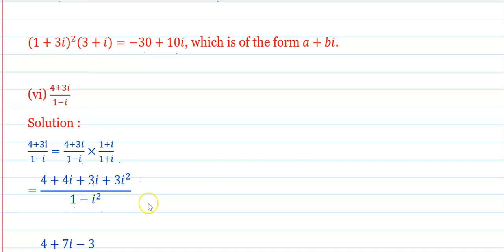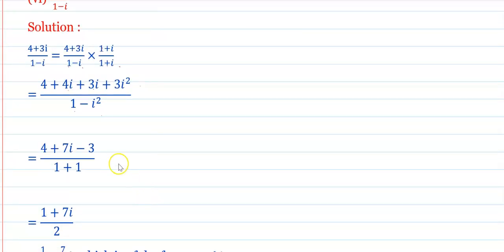But what is i square? i square is minus 1. Okay. And therefore, 1 minus i square means what? 1 minus, in bracket, minus 1, or you will get 1 plus 1, and that is equal to 2. Therefore, for the denominator there is a 2.